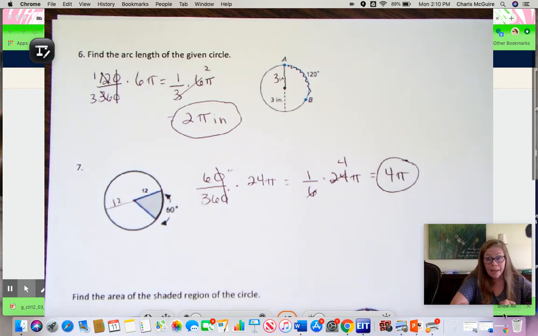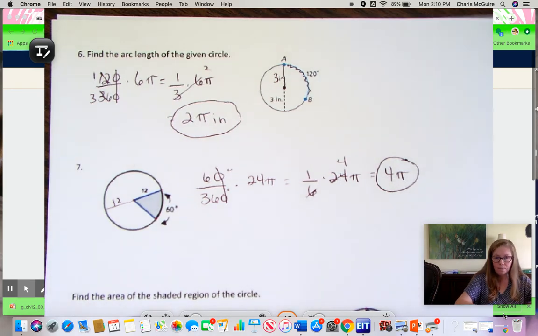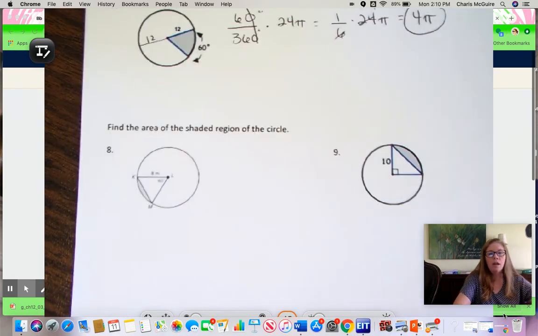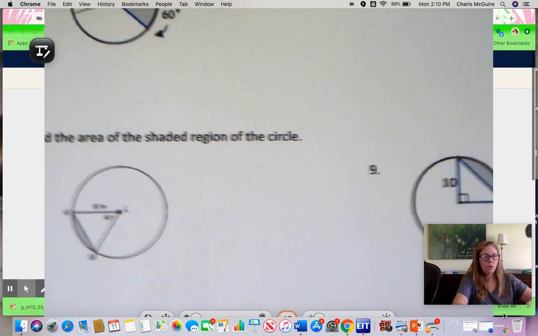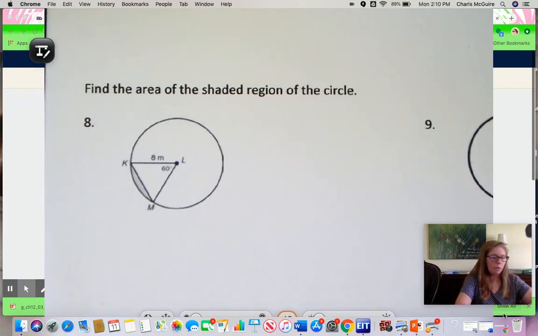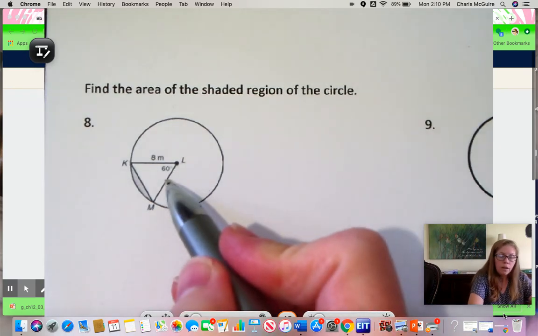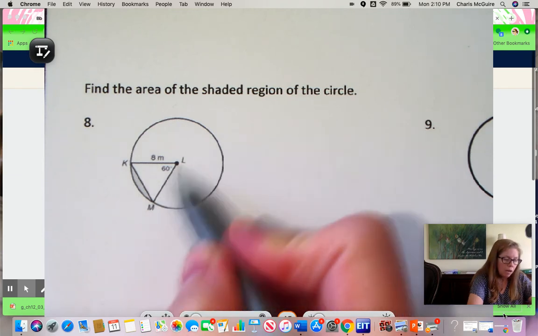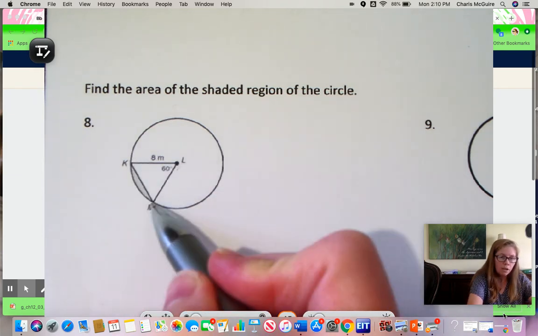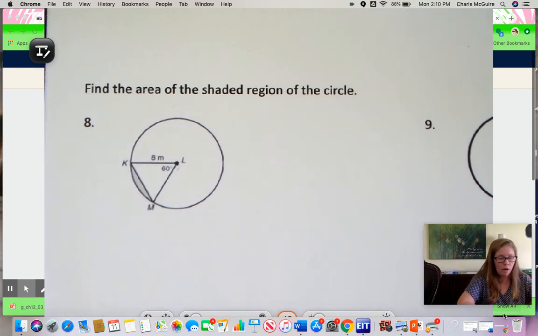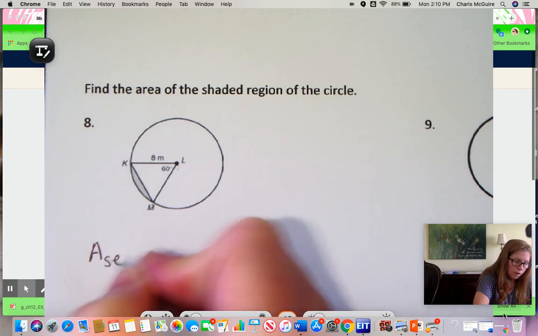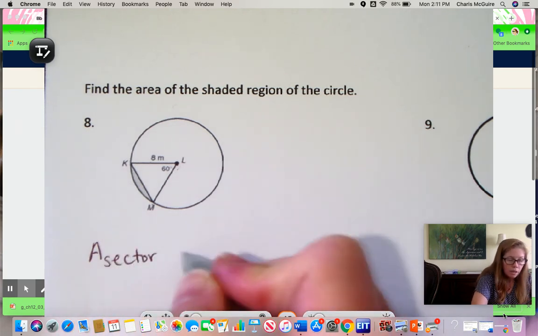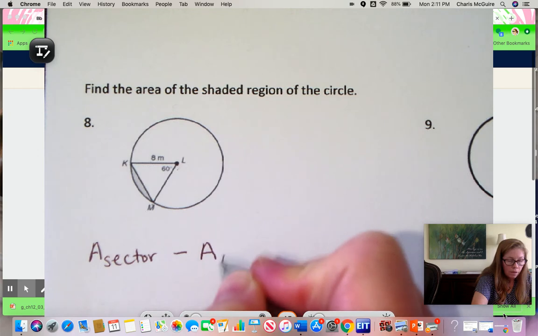All right, one last skill. I'm going to do a harder one with you. Number 8 is a little bit more difficult than number 9. But this is finding the area of the shaded region. So we are going back to area. What we're going to do is the area of the whole entire sector, and then we're going to subtract out that triangle. So let me write that down. We're going to do the area of the sector, and subtract out the area of the triangle.